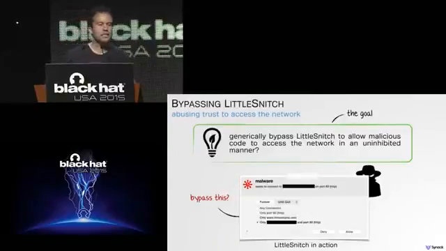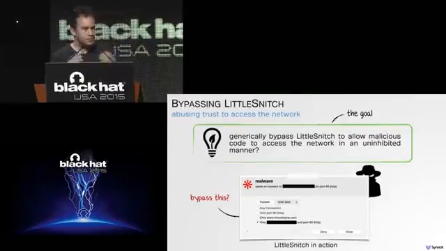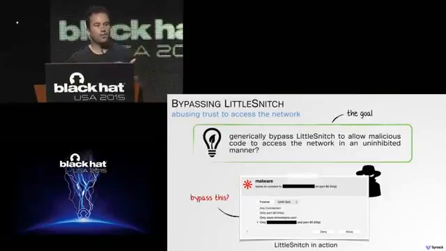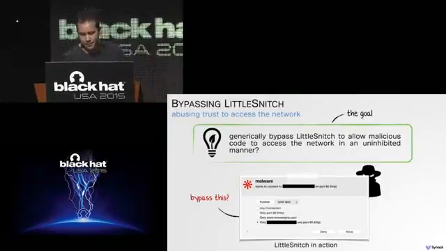So Little Snitch is the de facto personal firewall, and it seeks to block untrusted connections. For malware, this is problematic because malware is obviously going to be untrusted, so when it tries to connect to its command and control server, Little Snitch will pop up and block it. So we want to bypass that.